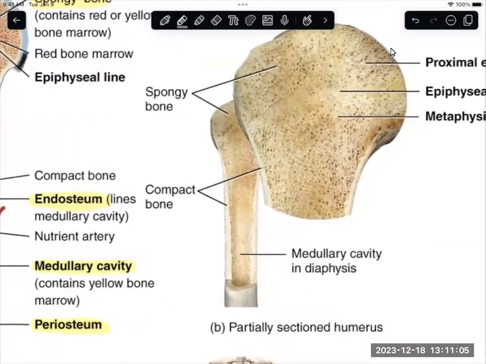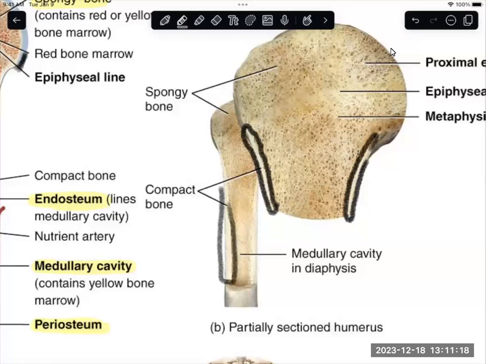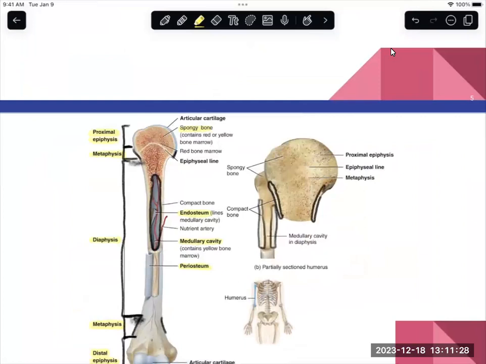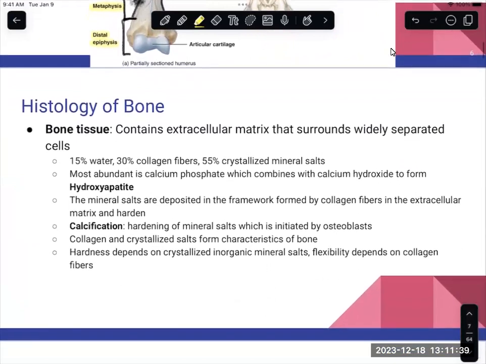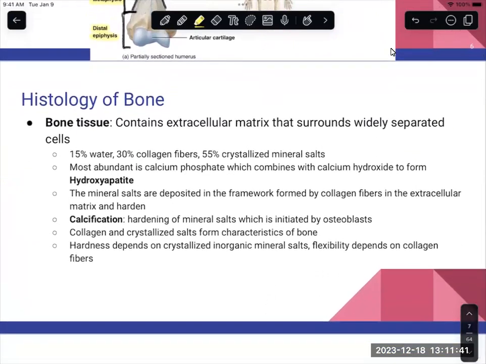This darker area, where the bone looks more solid through here, is compact bone. This whole area around the diaphysis, or shaft of the bone, is all compact bone. We talked about compact bone when we talked about tissues, and mentioned spongy bone. So now we're going to get into more detail about it. But first, we're going to look at bone as a tissue.